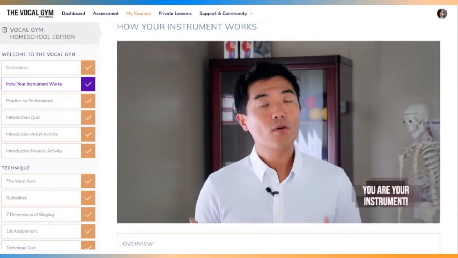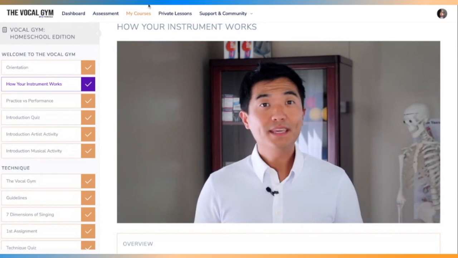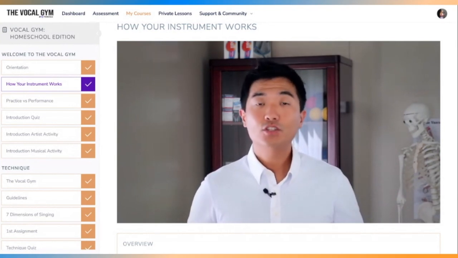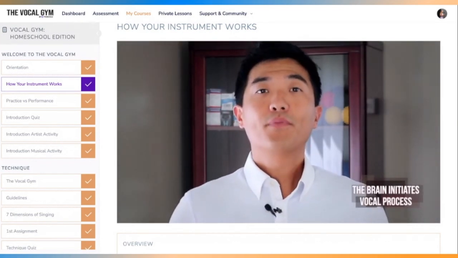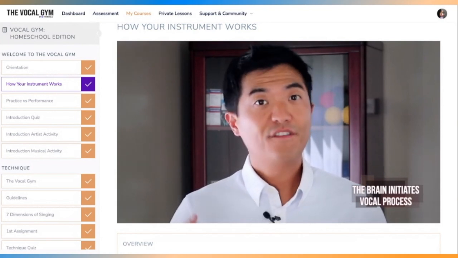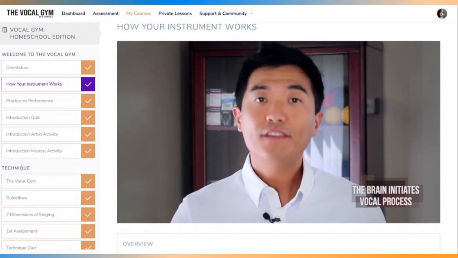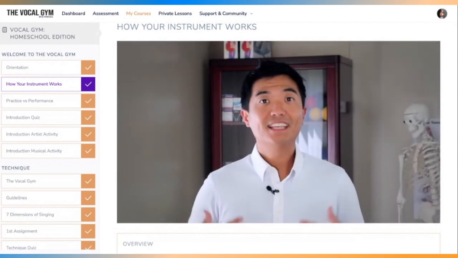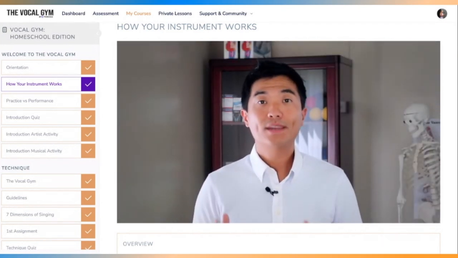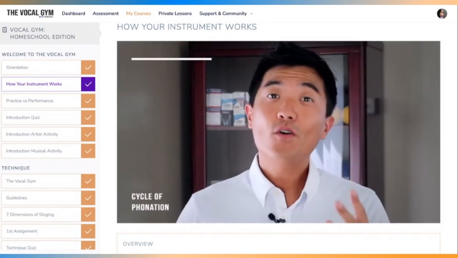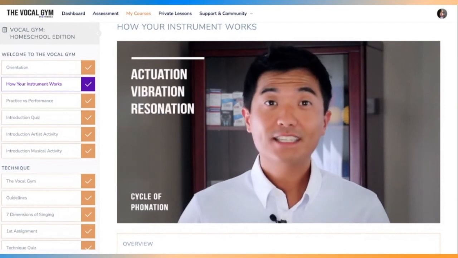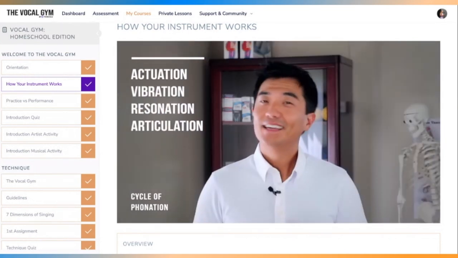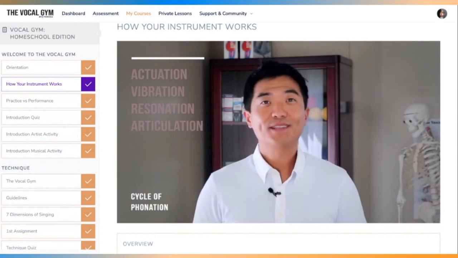So how does the brain control our voice? Well, with speaking or singing, it starts with the brain telling our body to take the first step, and that's to inhale. Just take a breath. The brain tells a group of muscles around the lungs to flex, and that stretches our lungs out, filling them with air. Once that air is in our lungs, we're ready to begin what's known as the cycle of phonation. There are 4 key steps to the cycle of phonation: actuation, vibration, resonation, and articulation. Don't worry, it sounds more complicated than it actually is.